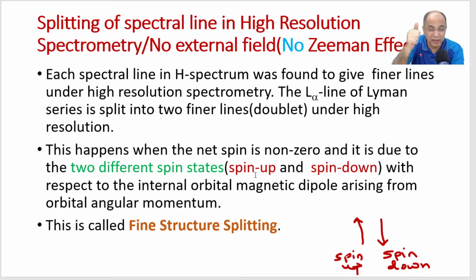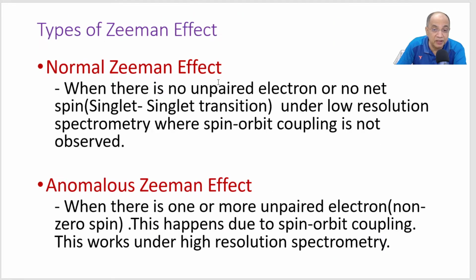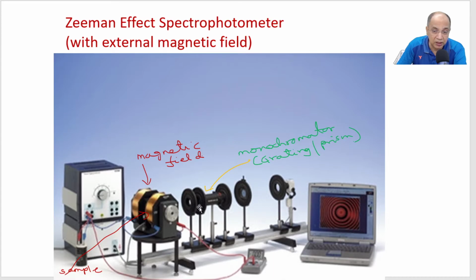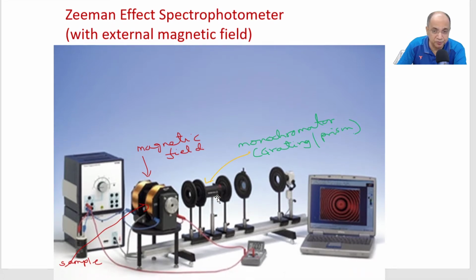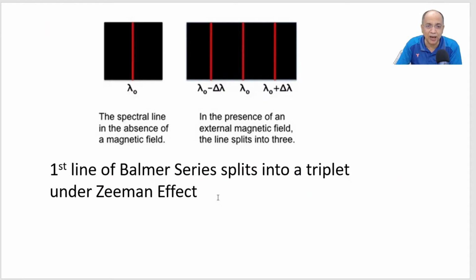Now, first let me introduce how we can get splitting of a spectral line in the absence of an external magnetic field. That is due to spin orbit coupling. Let me introduce it before we start Zeeman. Let's say there is no Zeeman at all: the splitting of a spectral line under high resolution spectrometry, but with no external field. We'll be using high resolution here, taking a grating in place of a prism. So let's see what happens really.